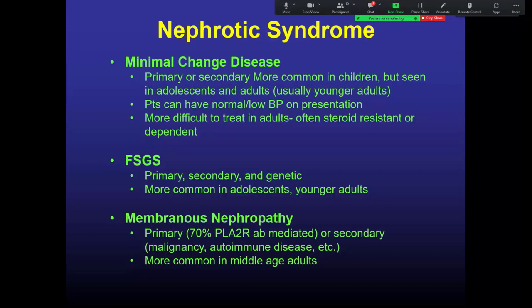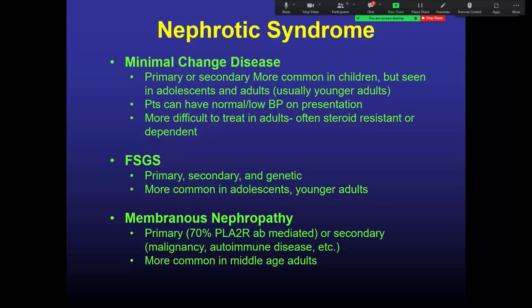In adults, compared to children, minimal change disease in children isn't biopsied, they're just treated with steroids. But in adults, anyone with nephrotic syndrome should be biopsied. In adults, they're often steroid resistant or steroid dependent, meaning that once you try to titrate the steroids down, they relapse. So it can be a much more challenging disease to treat, where we typically think minimal change disease in children tends to be more benign.